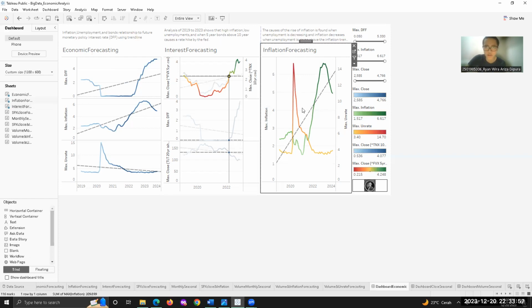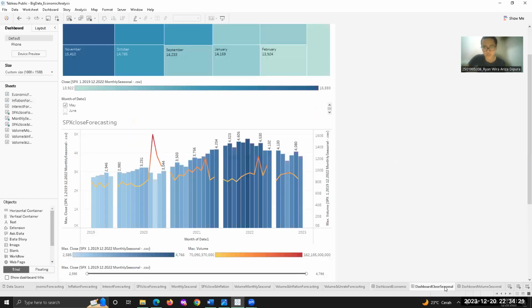And then for inflation forecasting, we see that an increase in unemployment rate causes lower inflation, and a decrease in unemployment rate increases inflation. This is because the decrease in unemployment rate produces more money for the people and produces more spending, which increases inflation. Okay, next we have our seasonal.